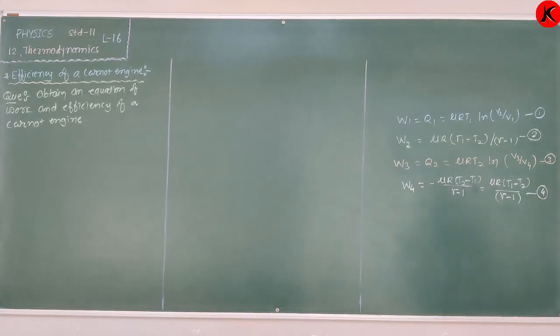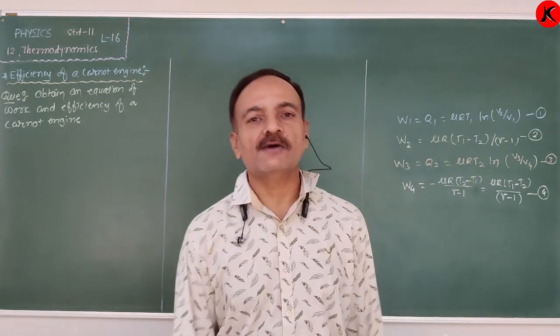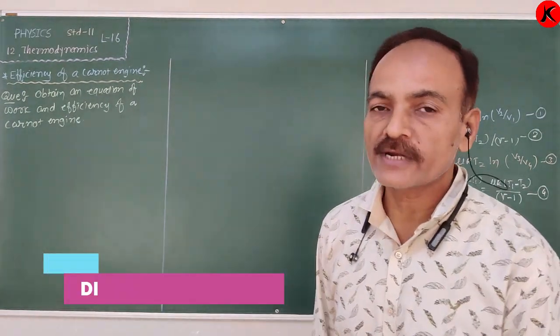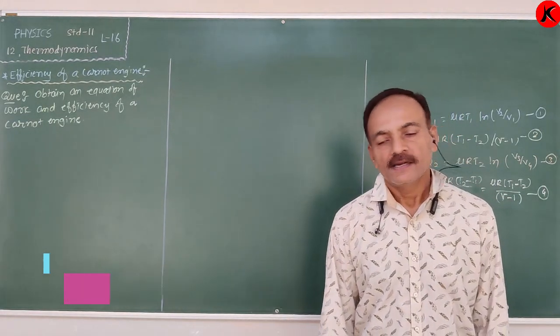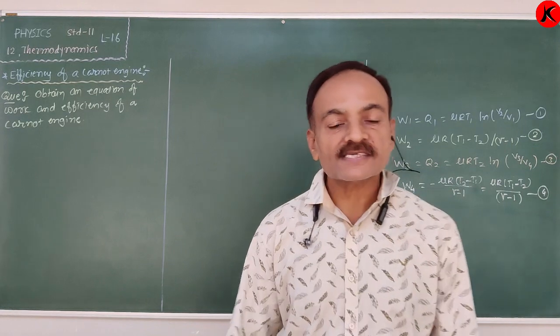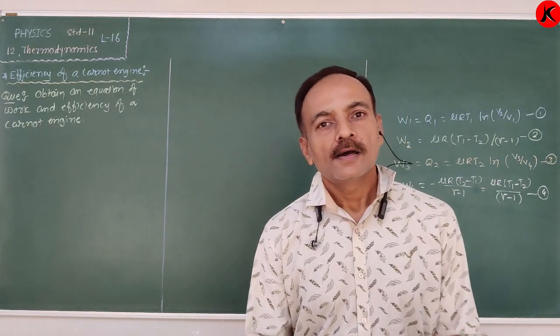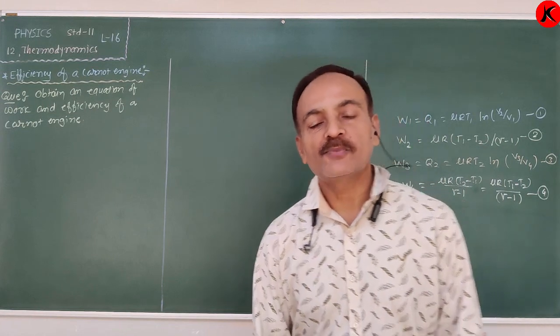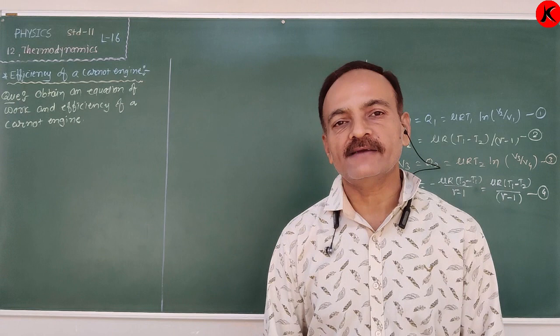Good morning friends. In chapter 12, thermodynamics, we already discussed the working and the principle of the Carnot engine. In a Carnot engine, the Carnot cycle is completed in 4 reversible processes: 2 isothermal and 2 adiabatic reversible processes.